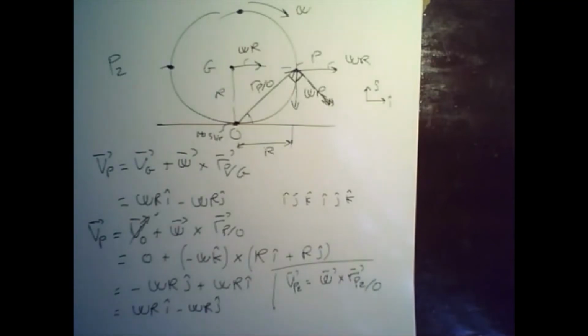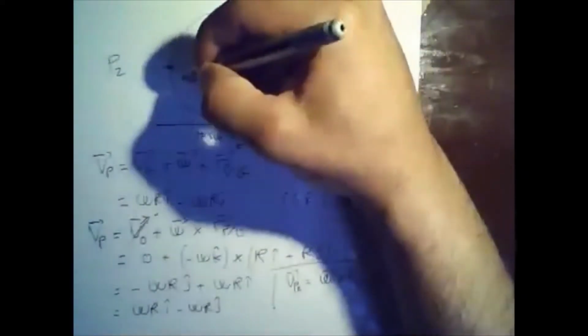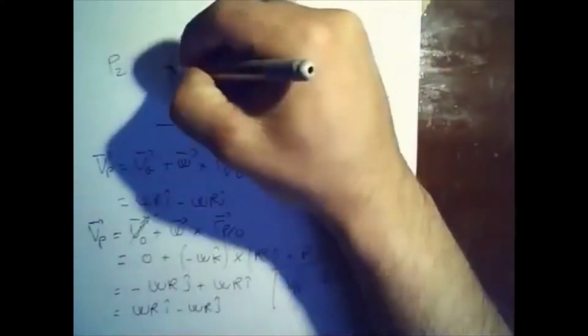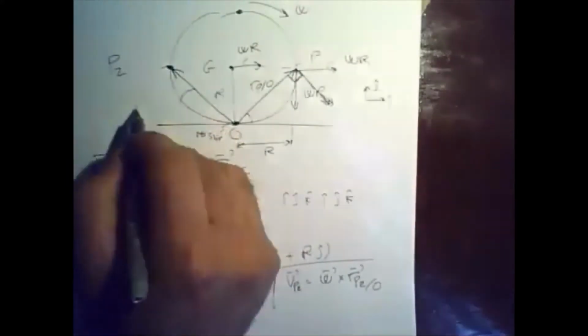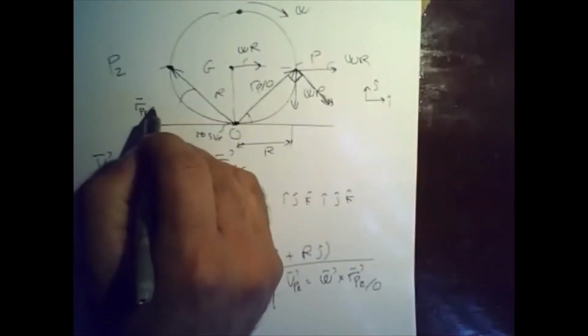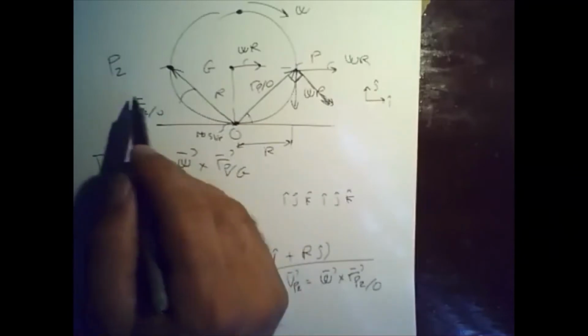It will be minus RI plus RJ? Okay, first of all, let us draw this vector. So that vector is going to look like that, right? This is your RP2 with respect to O. So I put a vector, no need for me to put a vector anymore.